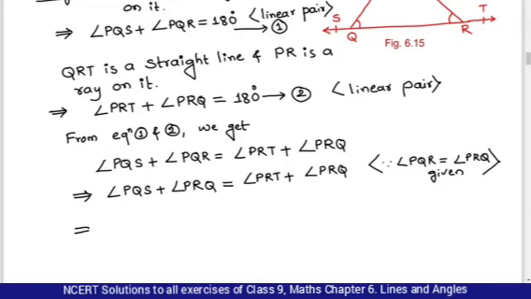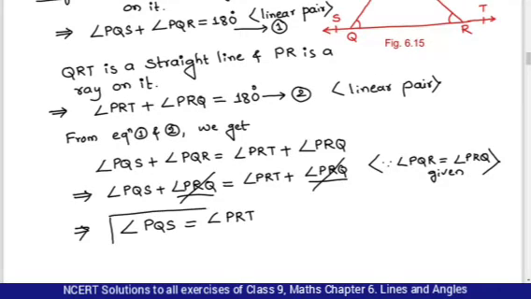Therefore, from left hand side and right hand side, both get cancelled. Remaining is angle PQS is equal to angle PRT. So, this is only what you have to prove. Therefore, write it as hence proved.